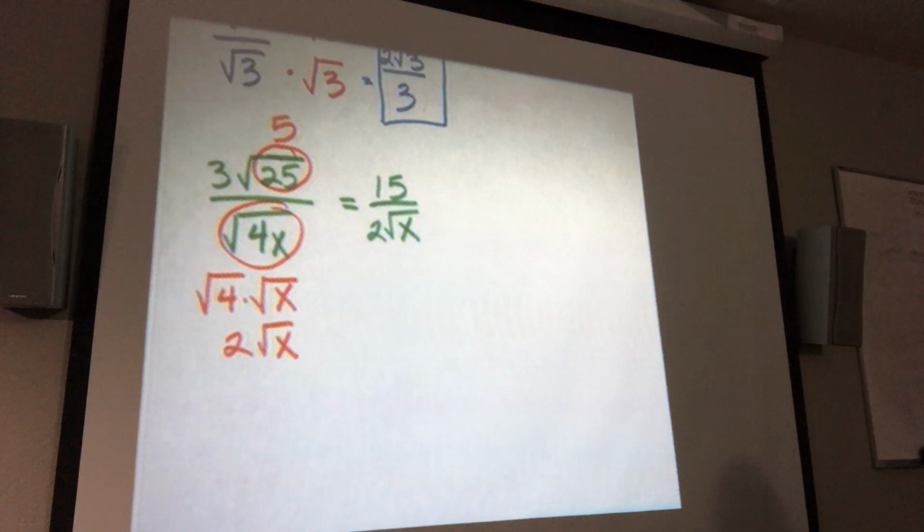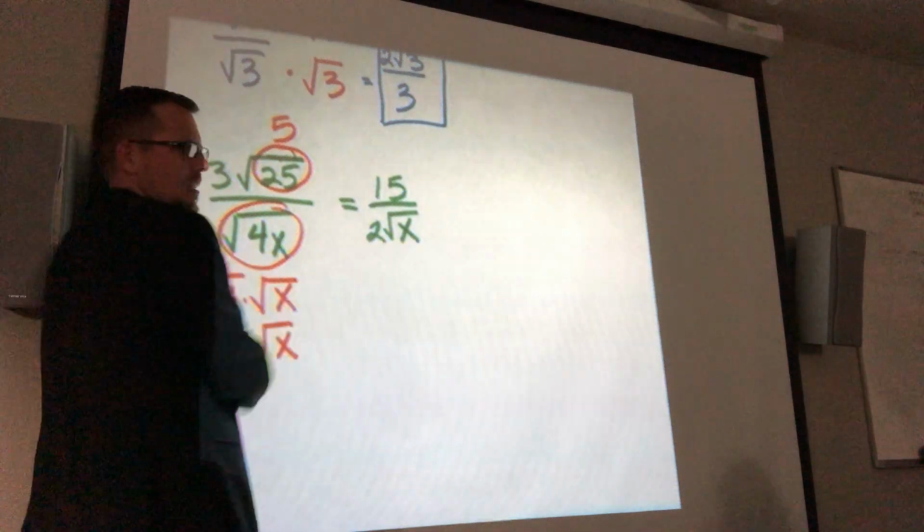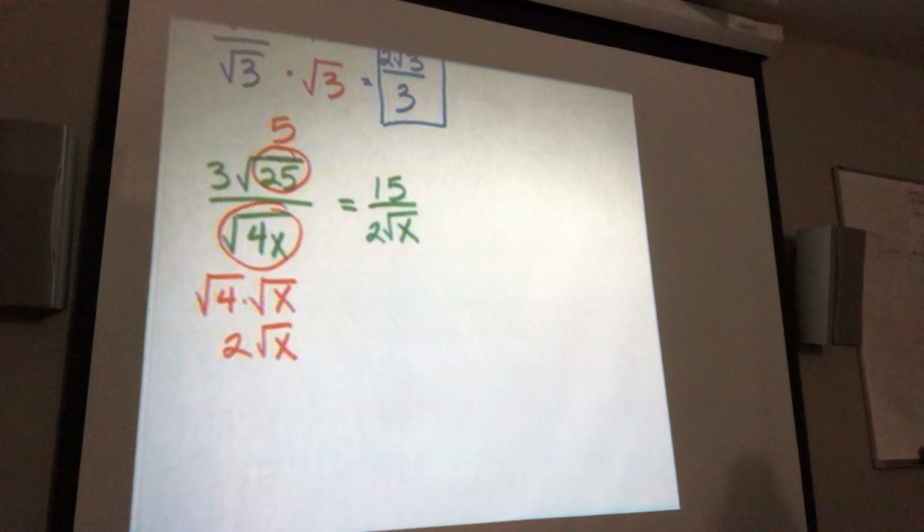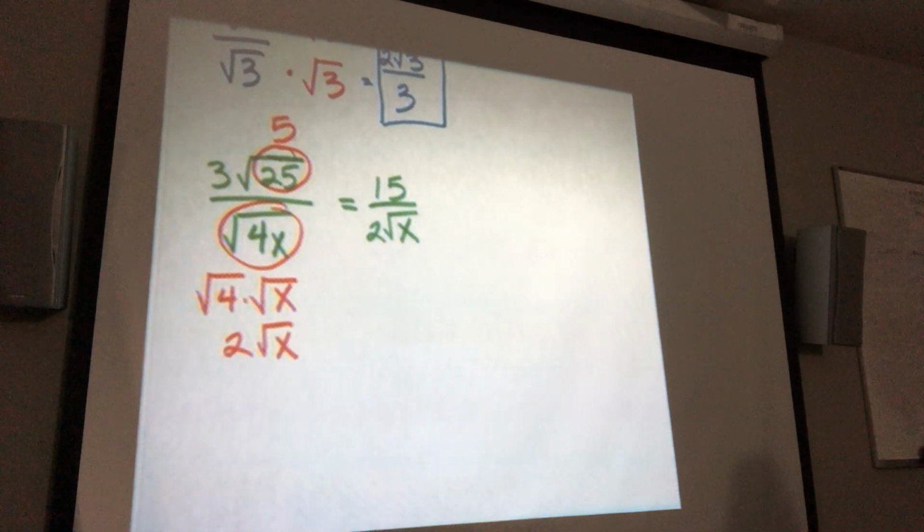I've got square root x in the denominator though, and I need to get rid of it. Now the 2 is fine. I'm fine with there being a 2 in the denominator. I just don't want the square root x in the denominator. So when I multiply, I'm not going to multiply by 2 root x. I'm just going to multiply by the square root.